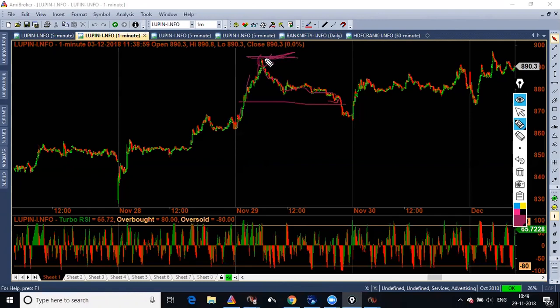And the price tends to mean revert towards the single print zones of the B and C price levels. That is the trade which happened in Lupin here. That is a trade which we did in November in Reliance and in Nifty. Nifty I'll show you later on as time permits.